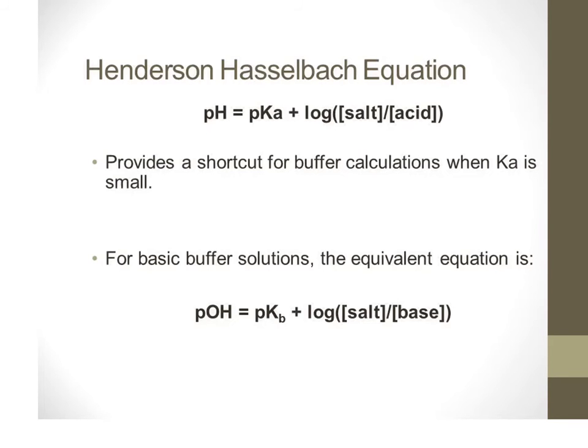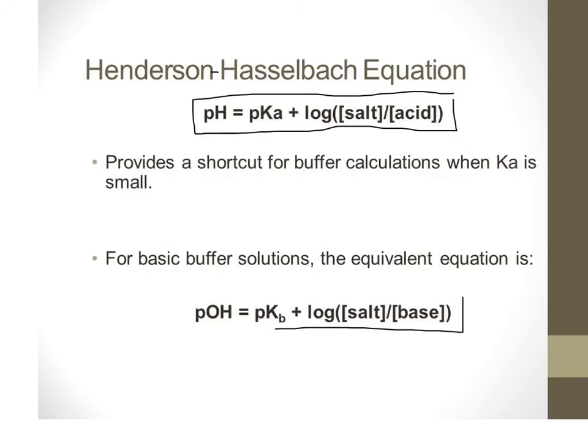Now there is an easier way to do these calculations, and that's using the Henderson-Hasselbalch equation. And that is given here, where the pH is equal to the pKa plus the log of the concentration of the salt divided by the concentration of the acid. This provides a shortcut for buffer calculations when the Ka value is small. For basic buffer solutions, there's a similar one, except this is going to be pOH is equal to pKb plus the log of the concentration of the salt divided by the concentration of the base.